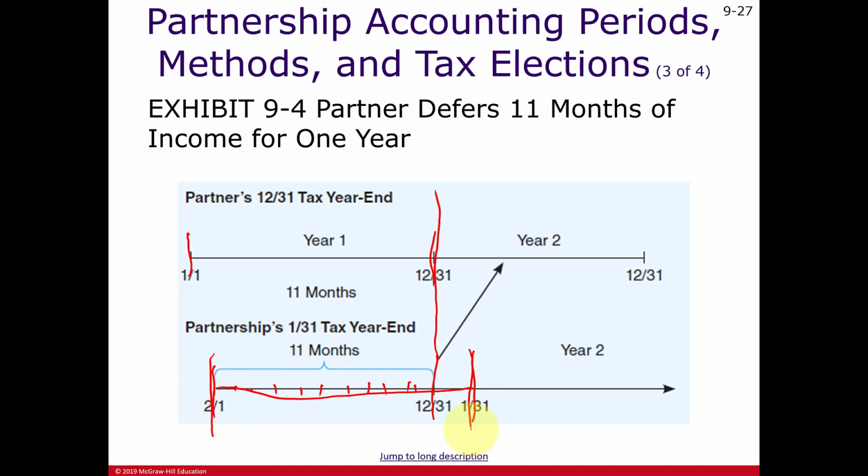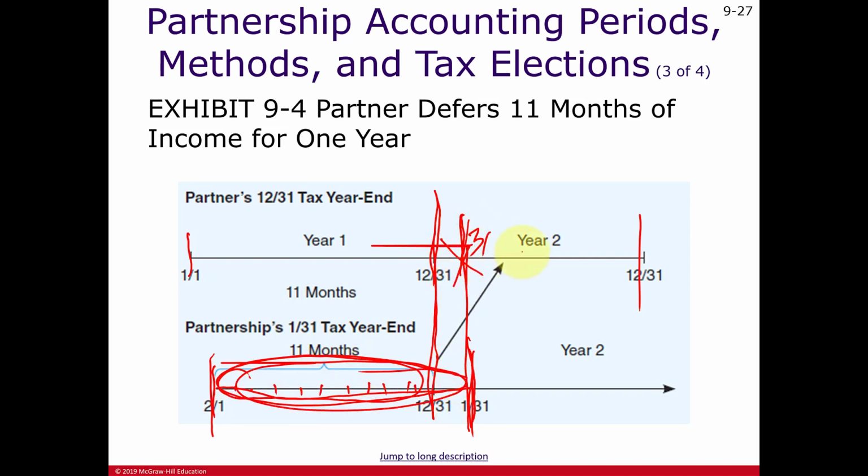Now the thinking here is that all of this profit really is allocated to year one and should be taxed in year one. But by just choosing to have a year end for the partnership 1 month later, all of this profit for 12 months is going to be reported here on January 31st. In year two, the partner will report his or her share of the partnership income in the year in which the partnership year ends. So all of this 12 months of income is reported right here in the second year. And we actually are deferring 11 months worth of income.